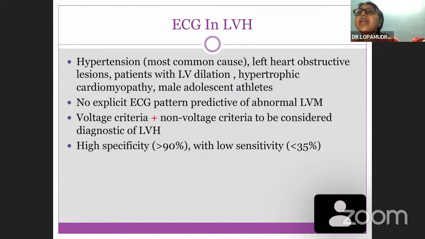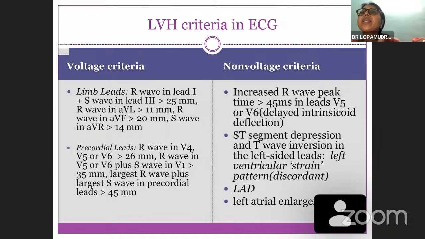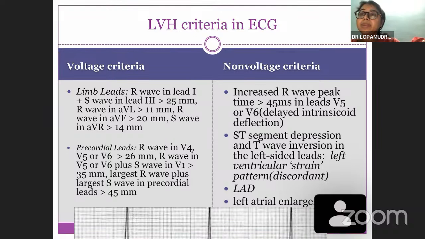Voltage criteria, our previous speakers have already discussed what the criteria for LVH should be. Non-voltage criteria are, first, increased R peak time, that is more than 45 milliseconds, called delayed intrinsicoid deflection. There will be ST segment depression and T wave inversion in discordant changes, meaning that if the QRS is positive, then there will be ST depression and T wave inversion, and vice versa. There can be left axis deviation and left atrial enlargement.